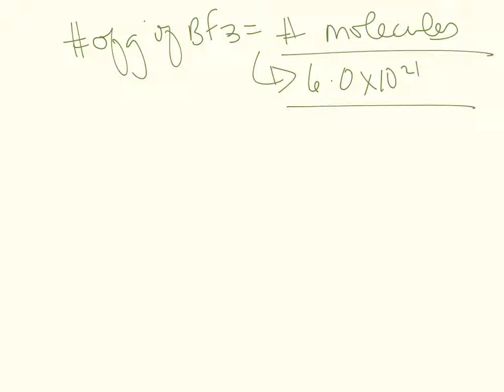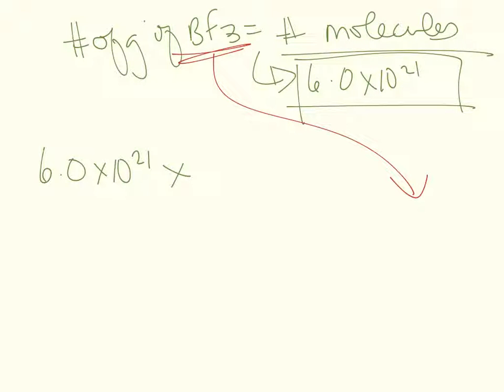So what we're going to do now is take 6.0 times 10 to the 21, and this time we're going to multiply it by another unit fraction, related to the BF3. So we determined that the molar mass is 67.8 grams, and what we talked about earlier is that is how much you need of BF3 to equal 1 mole. And of course, 1 mole is equal to Avogadro's number.